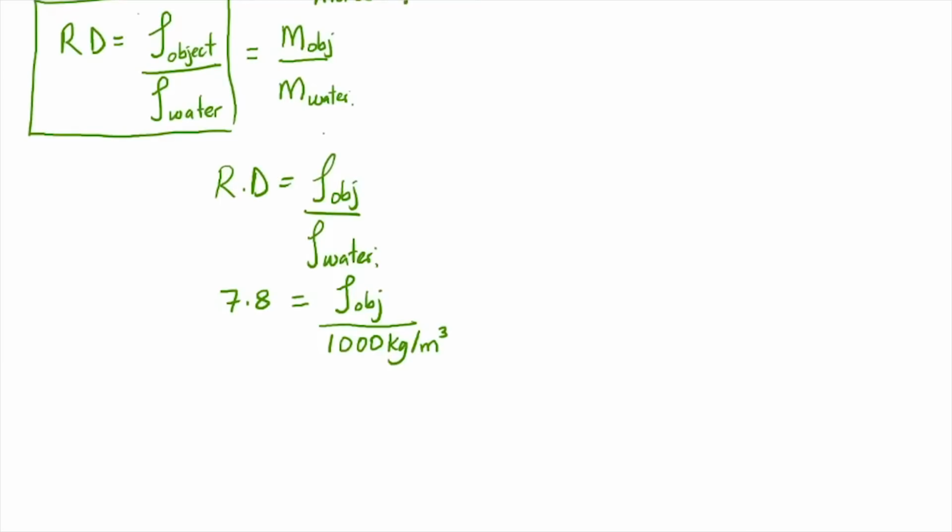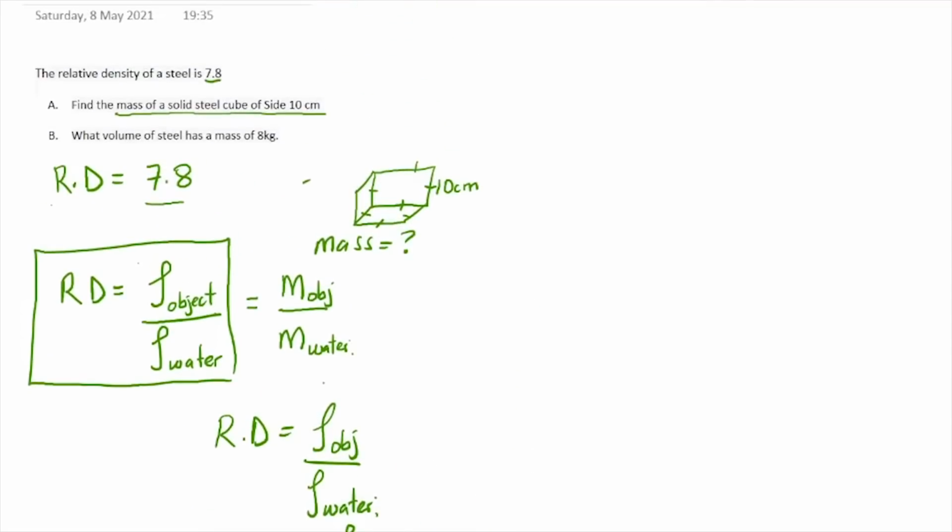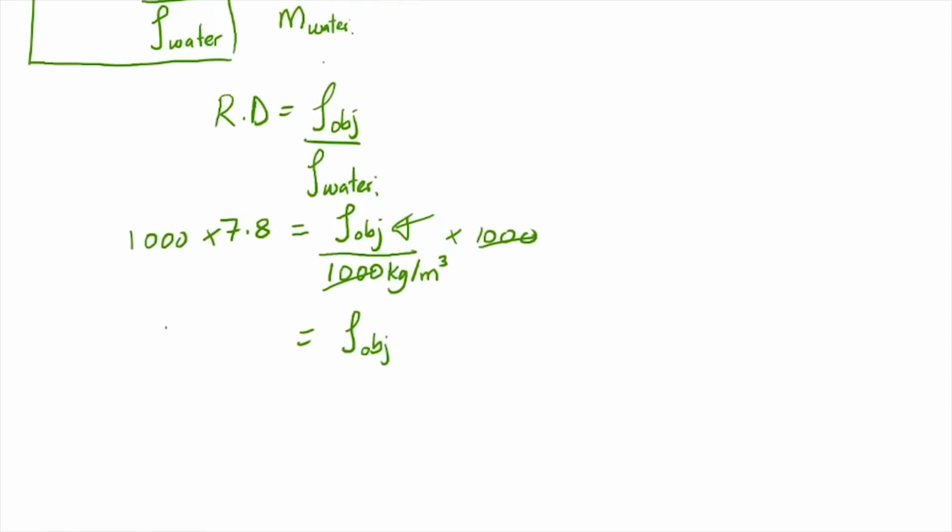So we shall go ahead and make this the subject of the formula. When we make the density of the object the subject of the formula, that is by multiplying 1,000 on both sides. So this goes with that. We shall remain with the density of the object. In this case, the object we are talking about is this steel cube. The density of steel, that's what we are talking about. So the density of the object is going to be 1,000 times that, which is 7,800. That is 7.8 times 1,000 gives us 7,800, and that's the density.